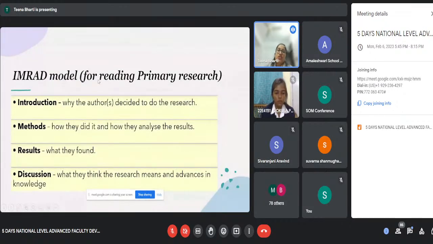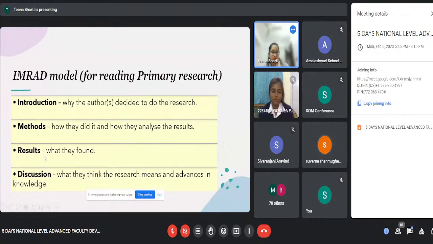Now, this is the second model which you have to keep in mind. It only talks about looking into the authors or the introductory section, why the authors have decided to do the research, looking at the methods they have used, whether it was quantitative, qualitative.